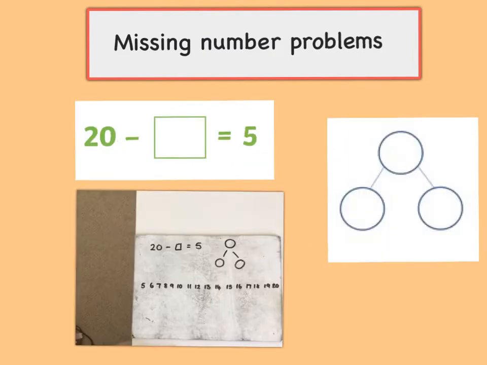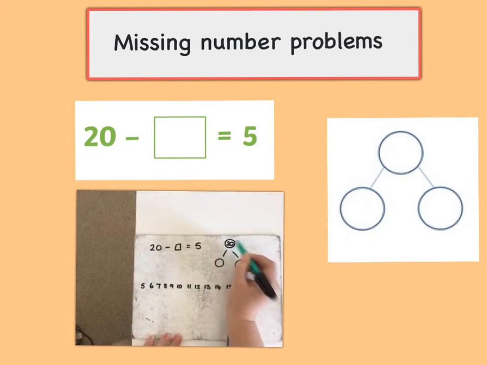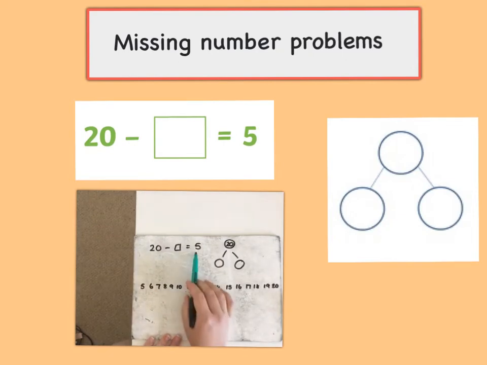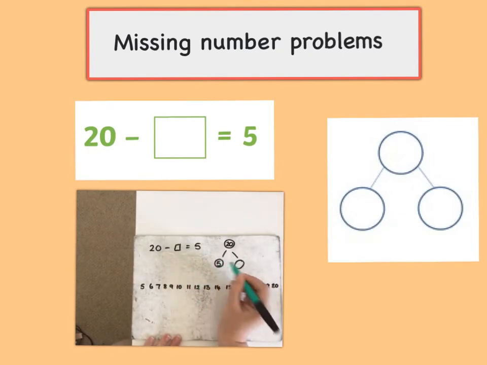So let's have a look at how we solve this problem. I've got 20 take away something equals 5. This time I can't use the inverse because it would mean that I'm adding 5 to 20, which would then mean I'd have 20 take away 25. And that wouldn't work because we always start with the greatest number, our whole number, when we're taking away. So I know my whole number is 20 and I know that part of it is 5.